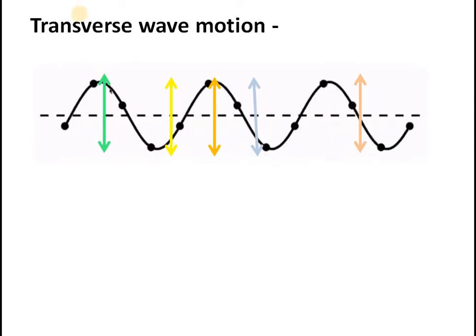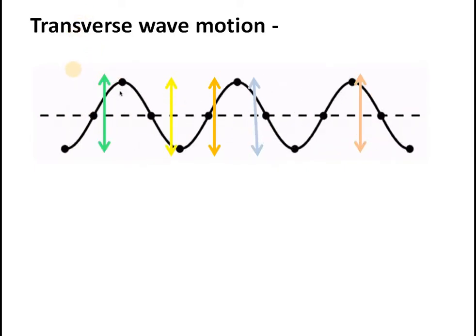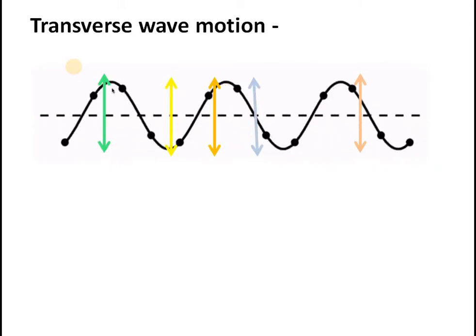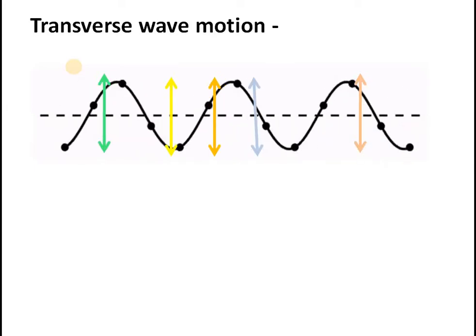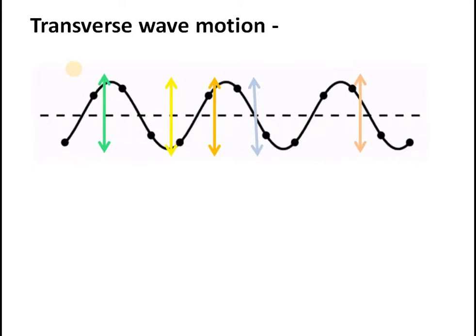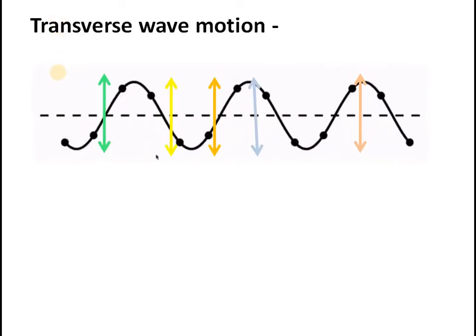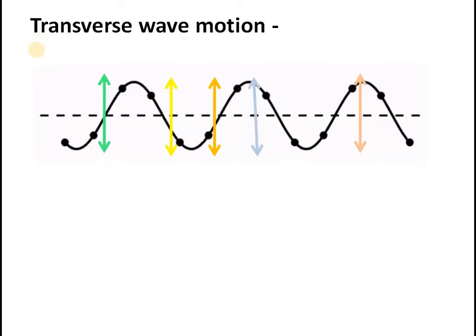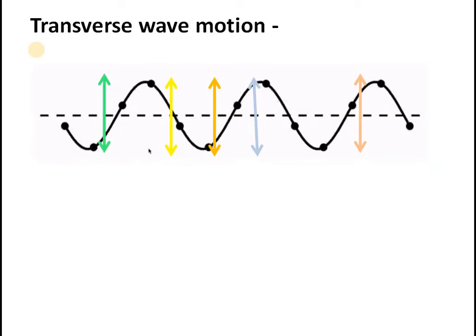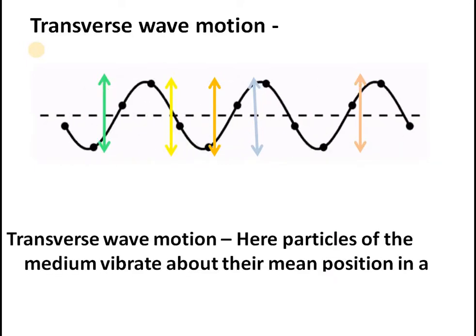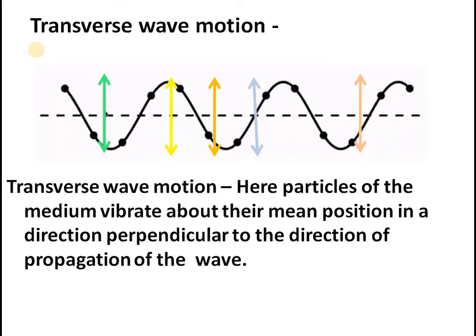Or for that matter, you can take any arrow, green, yellow, orange, and focus on the resulting particles. Even though you have an illusion that particles are moving forward, if you watch closely, you can see that particles are simply moving up and down. So that shows that there is no real displacement of the particles from their mean position, but energy gets propagated. That is the peculiarity of transverse waves.